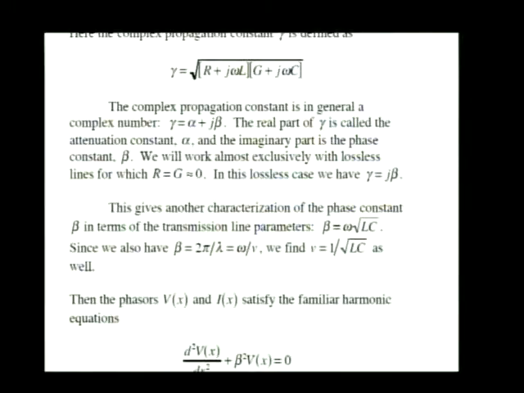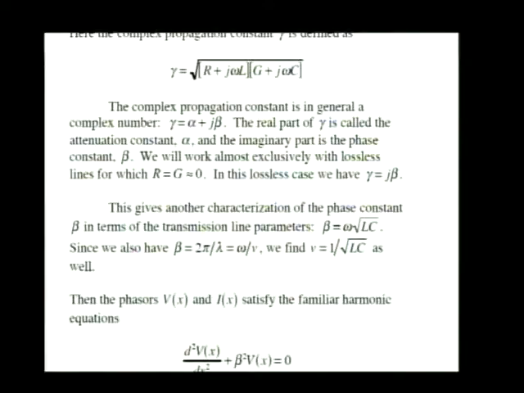Alpha, the real part, has a name. It's called the attenuation constant, and it has something to say about how signals attenuate as they travel down the transmission line. Beta is that phase constant that we saw when we were looking at those original formulas for traveling waves. That's the same beta that we have here.